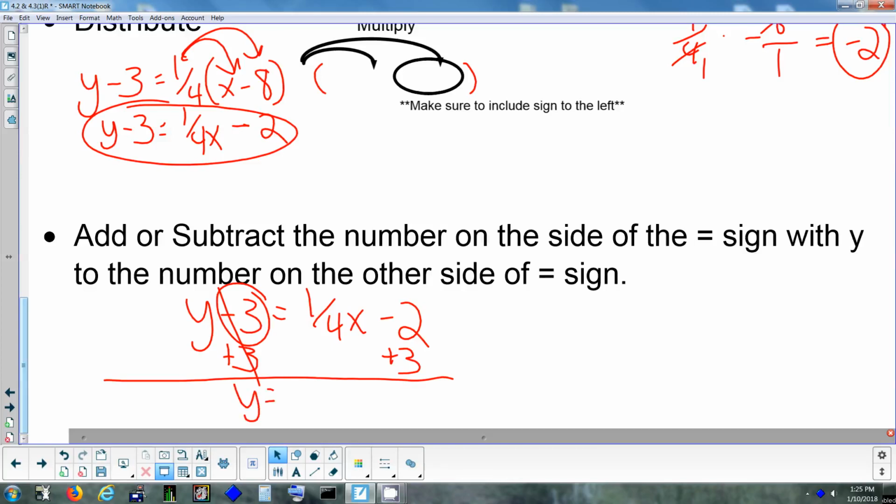y equals, all I'm doing is bringing the y down, bringing the 1/4 x down, and I got -2 plus 3. Paige, positive or negative? Positive. Okay, and that's it. y equals 1/4 x plus 1. I took it from point slope form, I distributed, I moved the number with y to the other side, and I got it in slope-intercept.